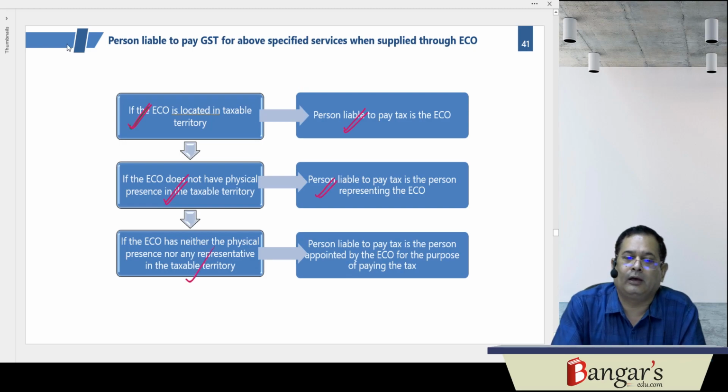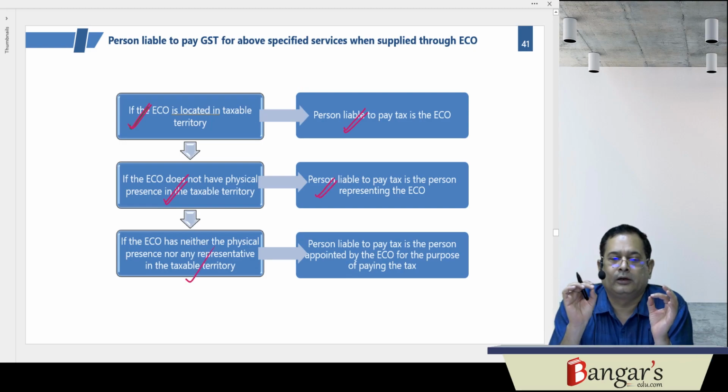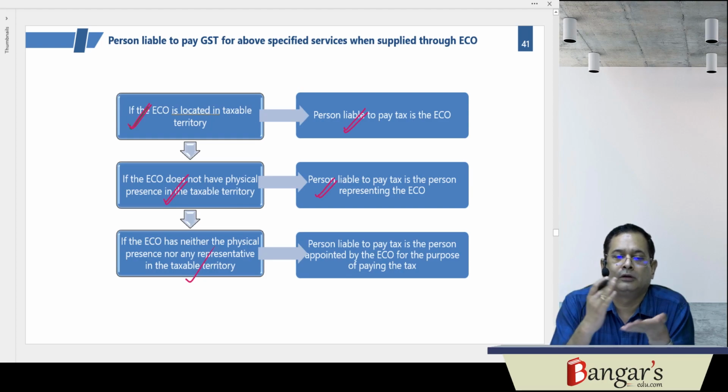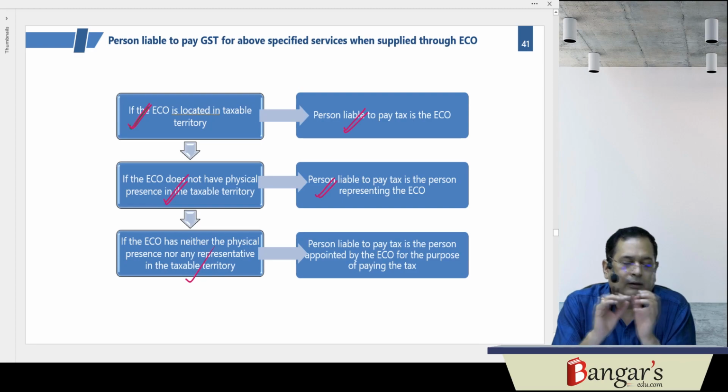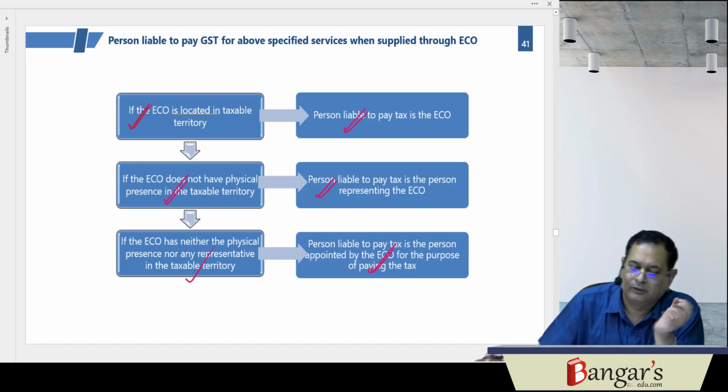And in case the e-commerce operator does not have any physical presence, nor any representative in the taxable territory, then that person will appoint any other person. Okay, the e-commerce operator basically will appoint any other person for the purpose of paying the tax. So this was about section 9(5).